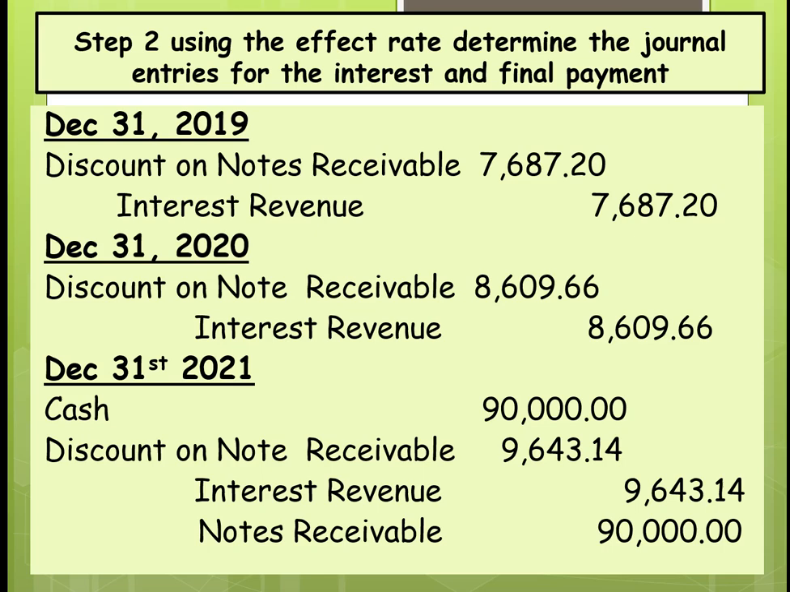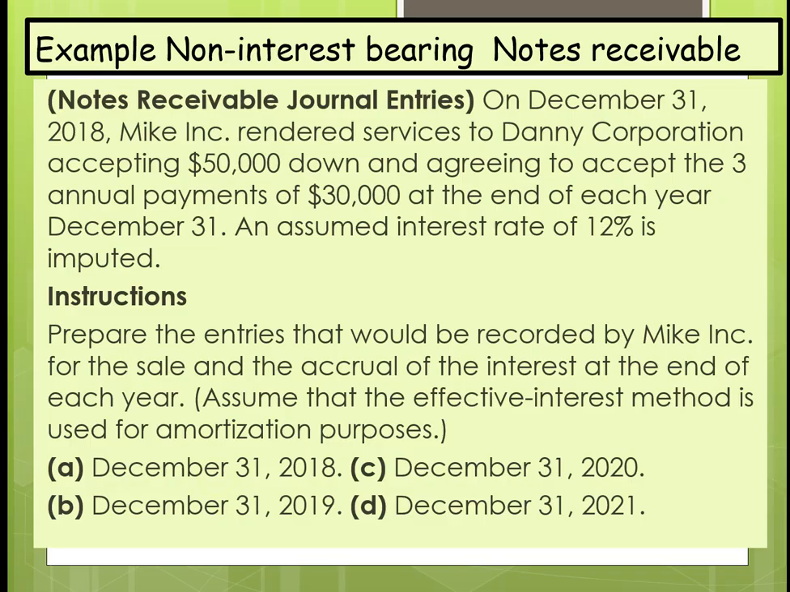Now let's take a look at another example. We're going to now look at a non-interest bearing notes receivable when we have payments over time of equal amounts. So in this case, provided services for $50,000, and then we're going to get $30,000 at the end of each year.